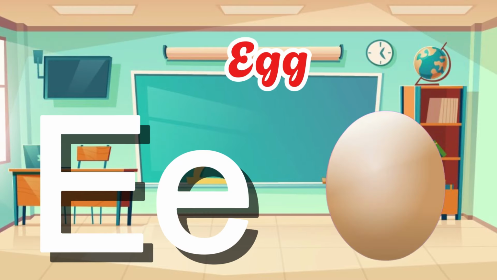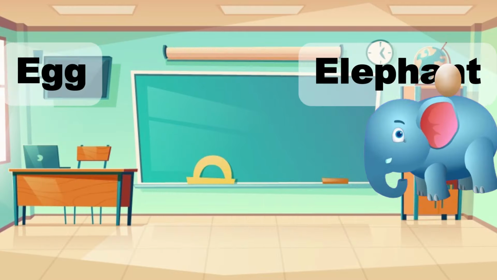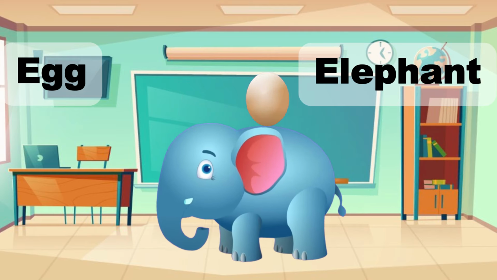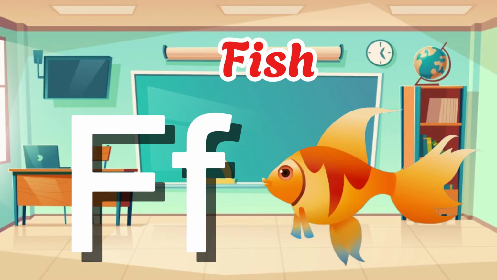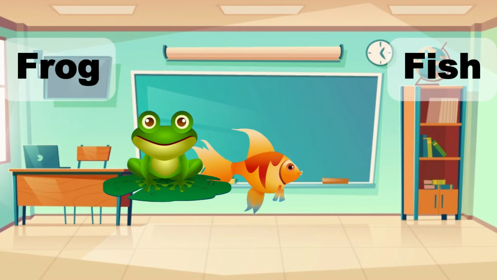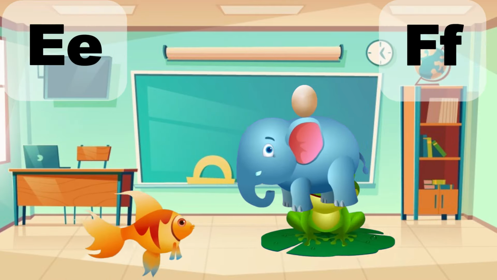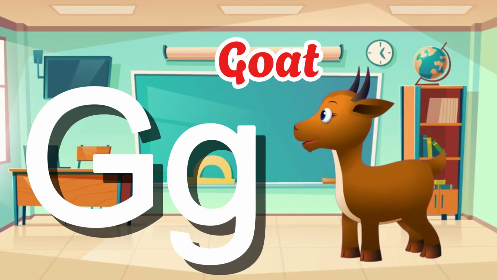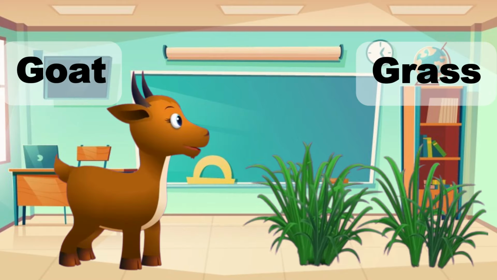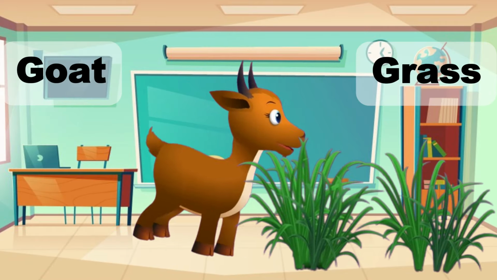E for egg and E for elephant, e e e. F for frog, F for fish, f f f. G for goat and G for grass, g g g.